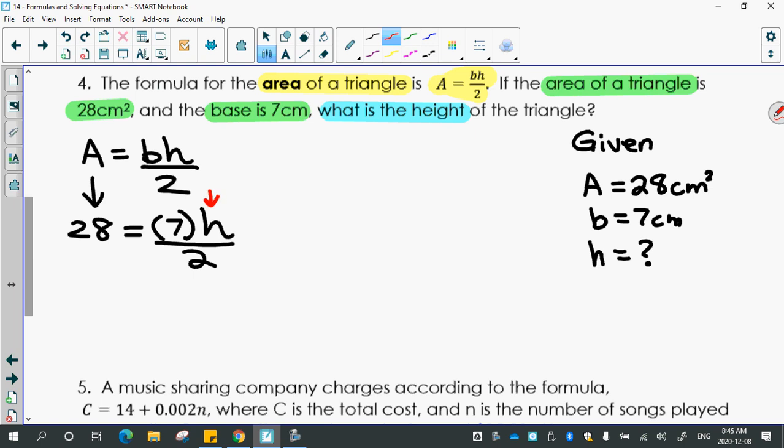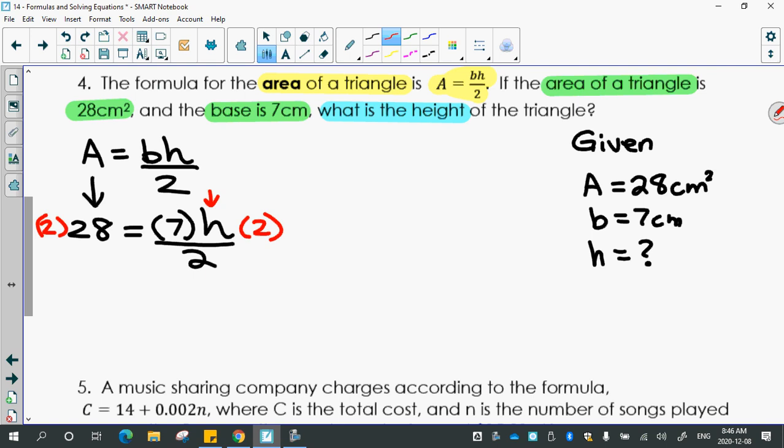So if h is what I want to get by itself, what's happening to it? It's being multiplied by 7 and divided by 2. How do you undo the divided by 2? What's the inverse operation of divide by 2? Yes. So if I want to show that, remember, we don't show it in the denominator, we show it in the numerator. So multiply by 2 on this side, but we're also going to multiply by 2 on this side.